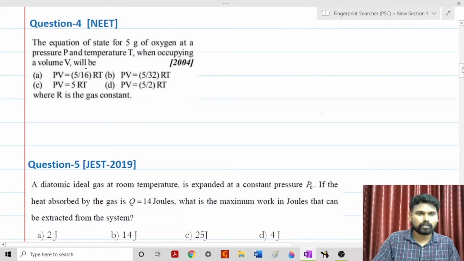Now this is another question. Here, the equation of state for 5 gram of oxygen at a pressure P and temperature T, when occupying a volume V, will be.